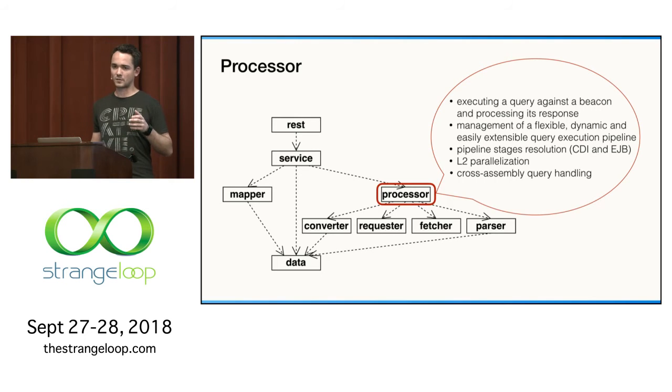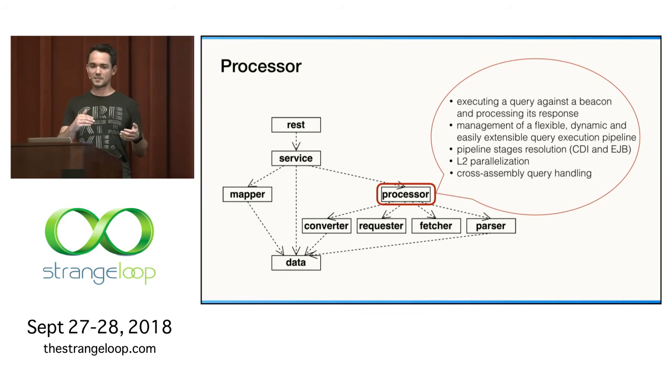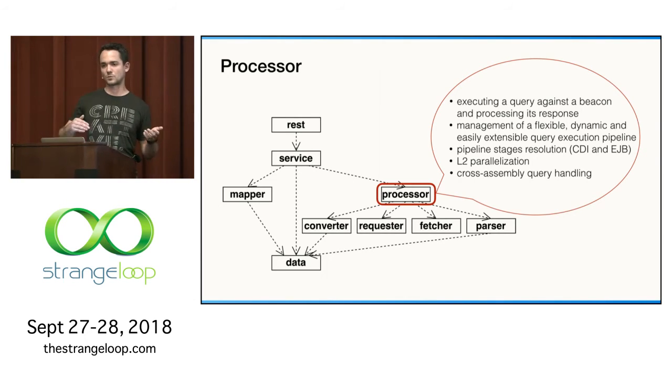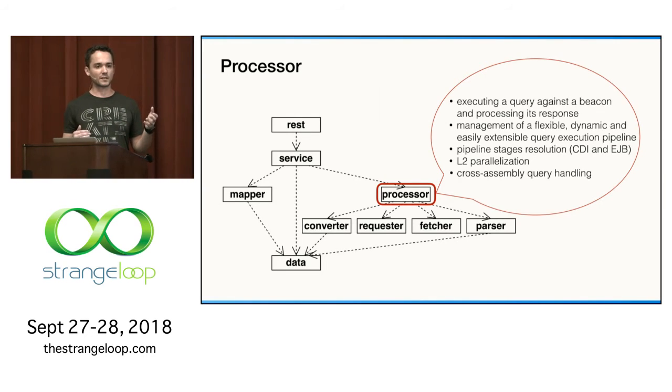So when a processor receives a query, it basically reaches into the database, fetches the definition of the pipeline, then resolves the classes, dynamically loads them, compiles the pipeline, and runs it. So this is done in case of CDI beans. This is lookup by the class name, and then use CDI bean manager to instantiate it. In the case of EJBs, this is a simple JNDI lookup. So this is sort of level 2 parallelization. Sometimes you might need multiple queries against a single beacon to answer a single query in the beacon network.